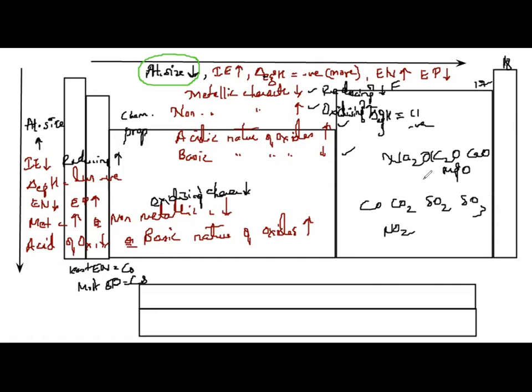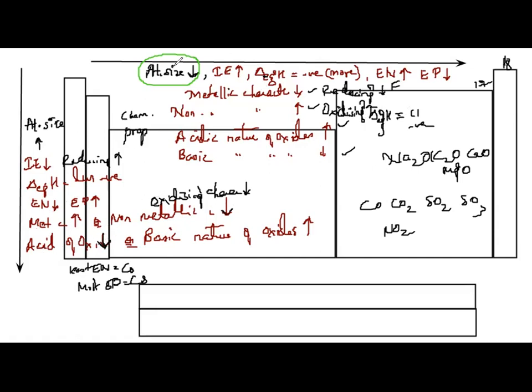So metallic oxides are basic in nature. Across the period, since metallic character decreases, basic nature of the oxides also decreases. Down the group, since metallic character increases, basic nature of the oxides also increases. In case of non-metallic oxides, which are acidic in nature, across the period, non-metallic character increases. Therefore, acidic nature of the oxides increases. As you move down the group, non-metallic character decreases. Therefore, acidic nature of the oxides also decreases.